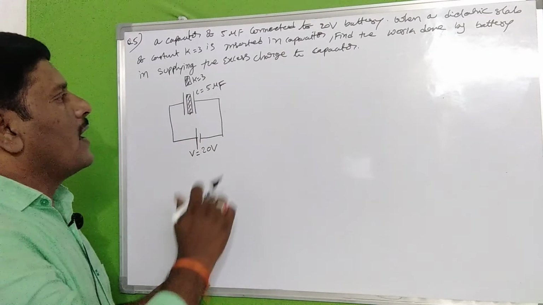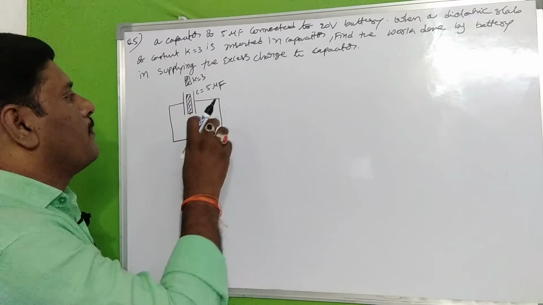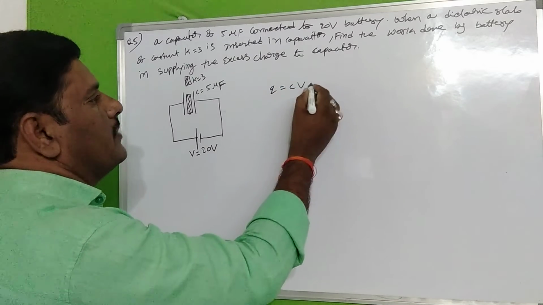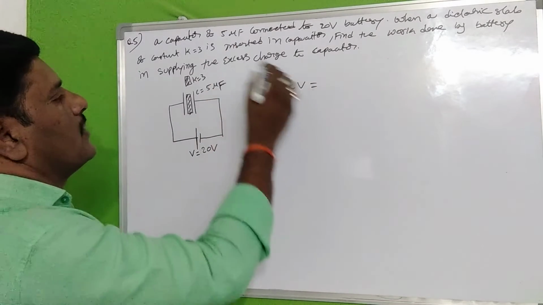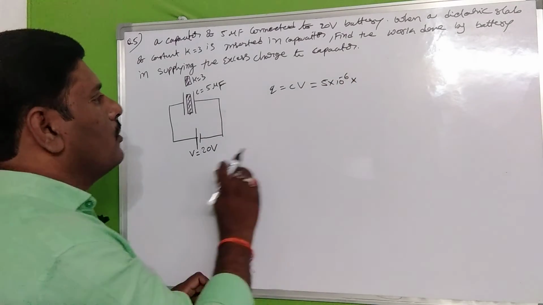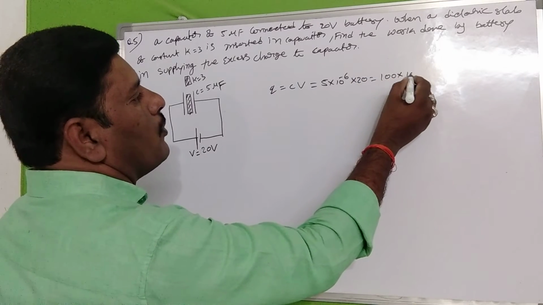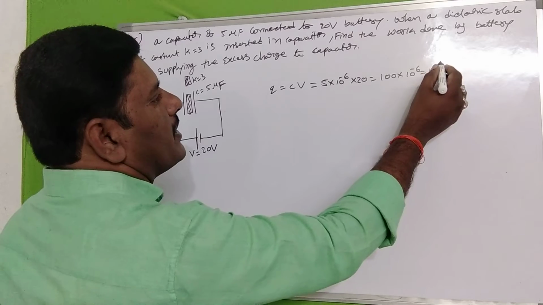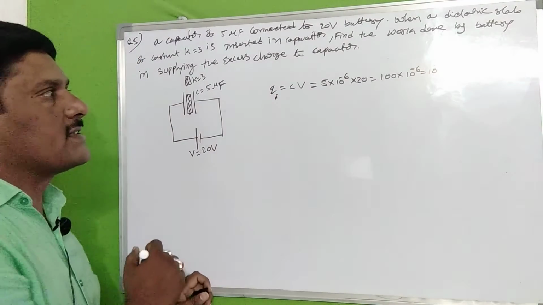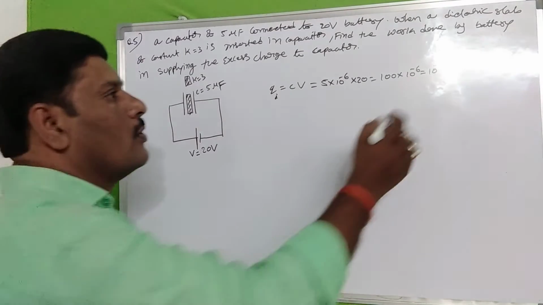So now we find the work done in carrying the charges from the battery. Already we know that initially the charge on each plate before inserting the dielectric is Q equal to CV. Here C is 5 into 10 power minus 6, and potential is 20, that equals 100 into 10 power minus 6, which can be written as 10 power minus 4. So the initial charge before inserting the dielectric, Qi, equals 10 power minus 4 coulombs.